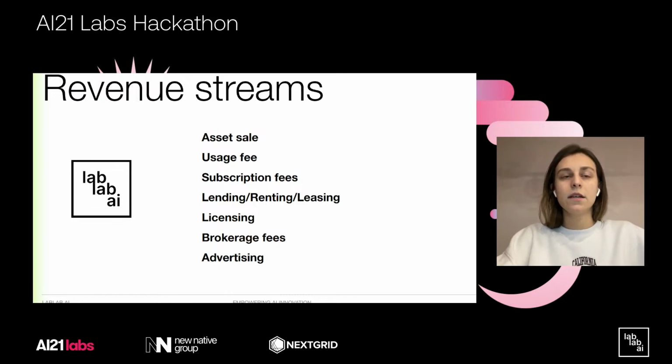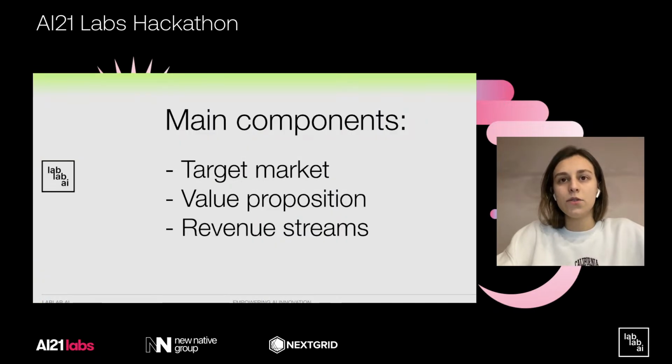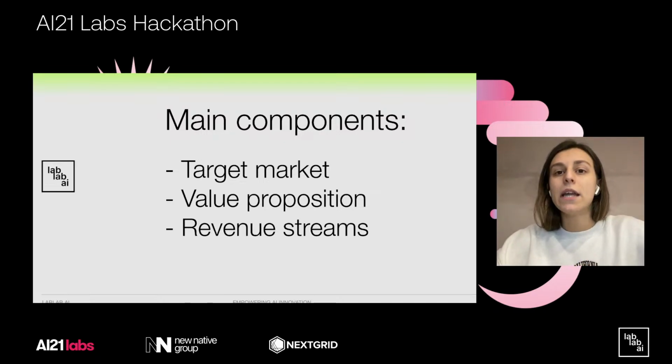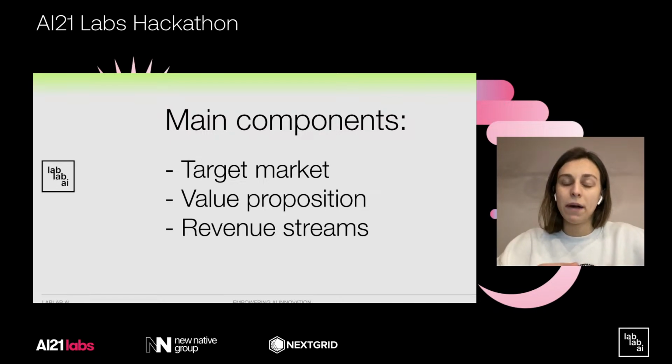All right, let's move on and check what we just discussed. When we have all of these 3 components, target market, so we know who our users and competitors are and how we will sell to them, then value proposition, so we know why we are better than our competitors, and revenue streams, with a good understanding of how we can make money and operate our project, I guess that's the key to success of a good project.